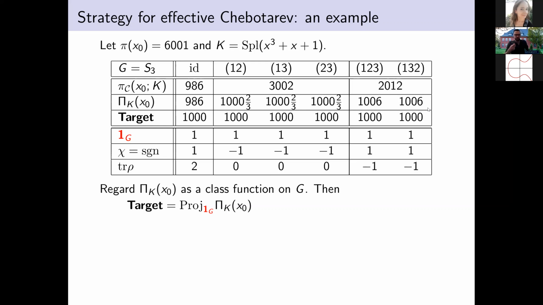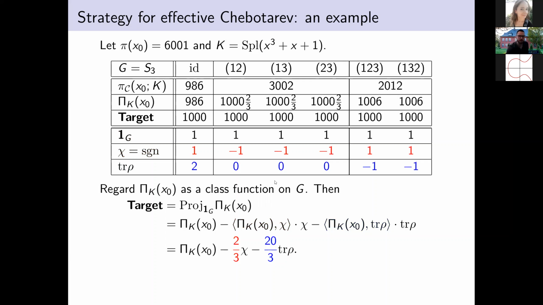But if you remember a little bit of linear algebra, you remember that these characters form an orthonormal basis. Then I can just find this projection by starting with pi k x0 and subtracting off its contribution from these other two irreducible characters. So I have the sign character, and I have the trace of this two-dimensional representation. But these are things I can just compute by taking these kind of weird dot products. And the output of that is just going to be these two numbers, 2/3 and 20/3.